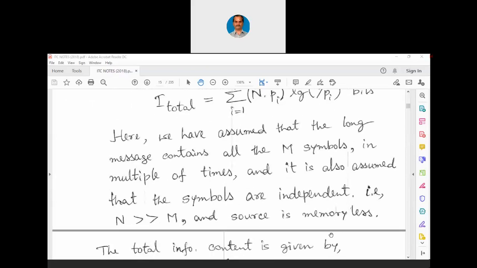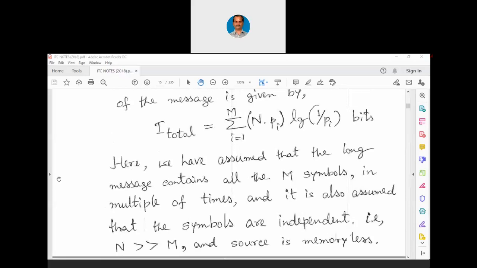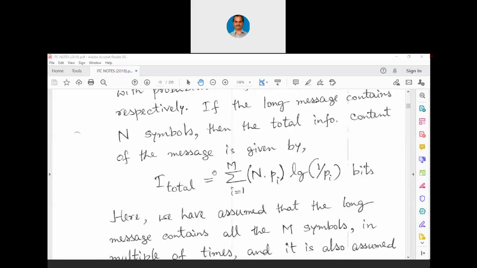Here we have assumed that the long message contains all the m symbols. That is important. We have assumed that the long sentence contains all the symbols. Now this particular sentence contains 95 symbols, and we have assumed that out of these 95 symbols, all the 26 symbols are present, even though they may not be present in this case.